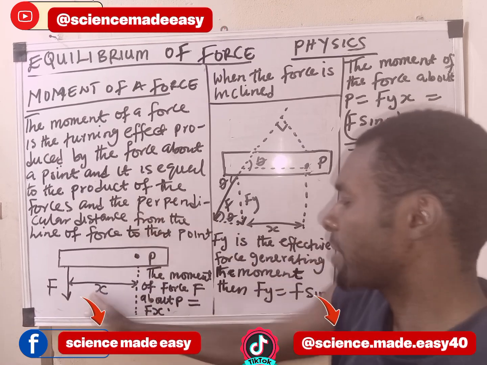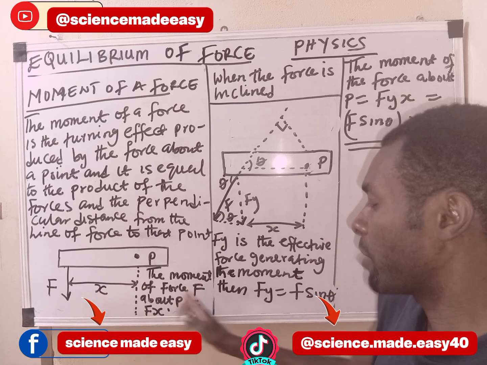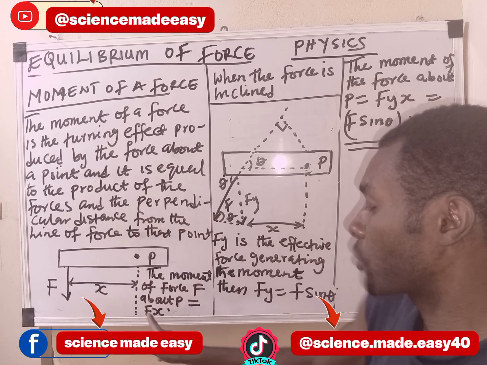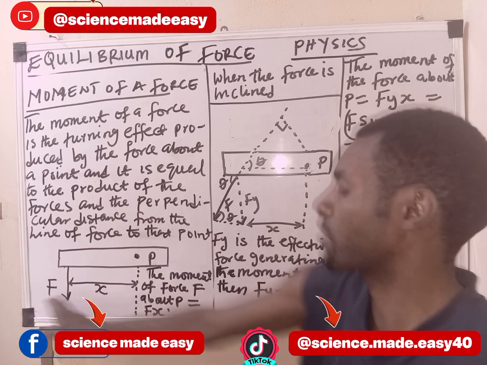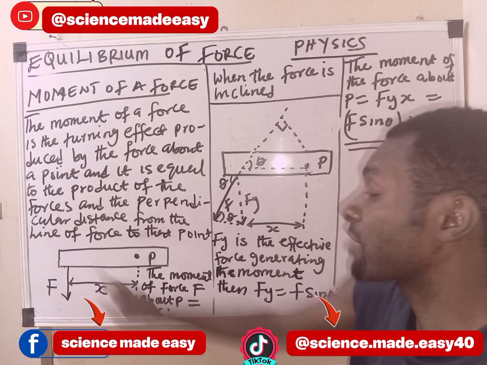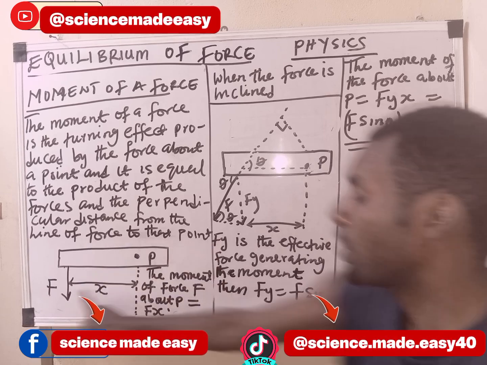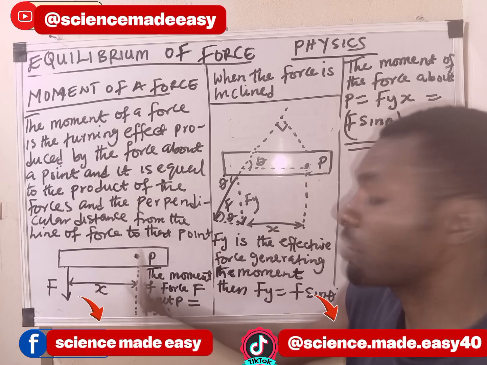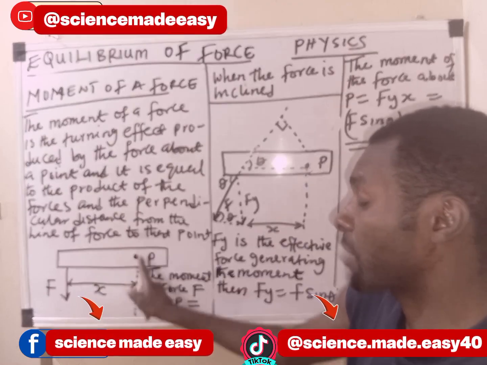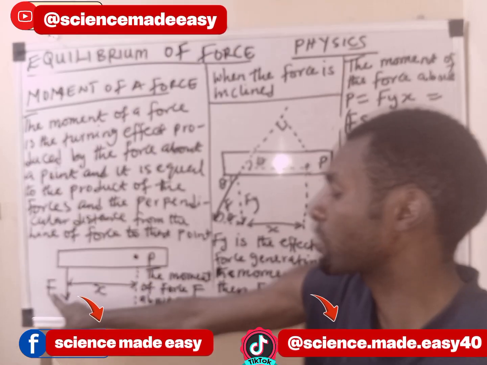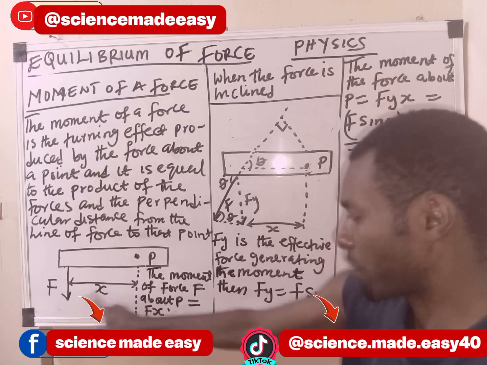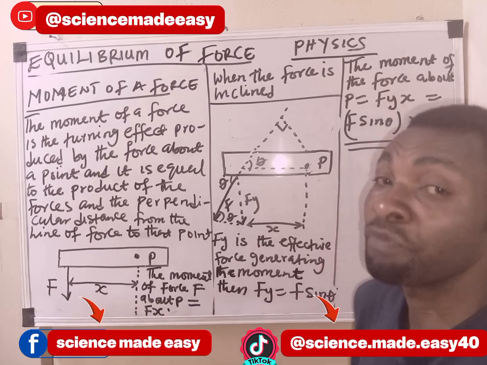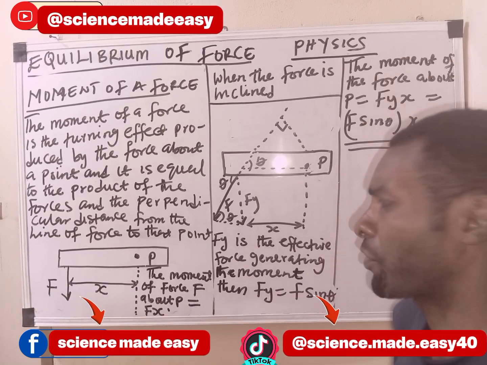So when we take the moment about P, the moment of the force about P is equal to Fx, which is the product of force and the perpendicular distance from the line of action to that point. Look at the line of action of the force from here to here. Look at the point we are taking our moment about. The product of this force and this distance gives you the moment of a force.